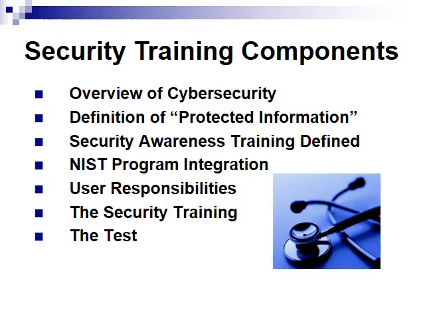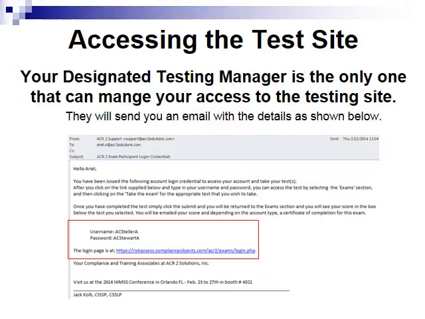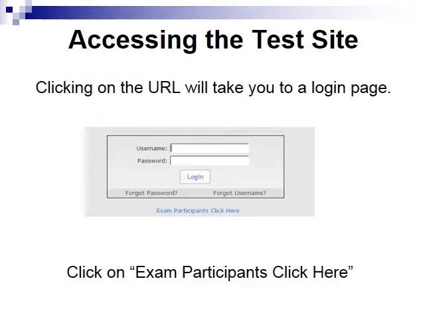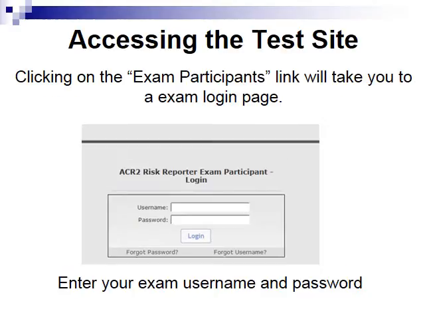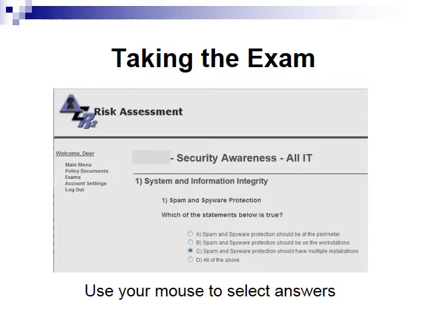Testing is the last part of this security awareness training program. Credentials to access the test site will come from your designated testing manager. Go to the web page designated by your testing manager. Click on the line Exam Participants, click here. Enter the username and password you received from your testing manager. Use your mouse to select answers on the multiple choice test.